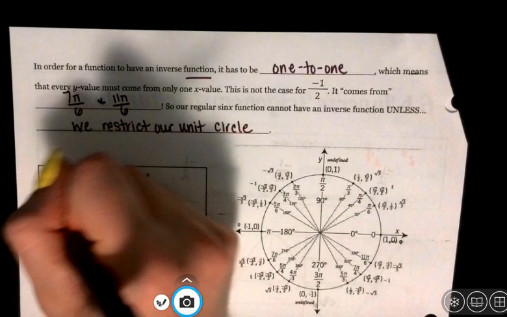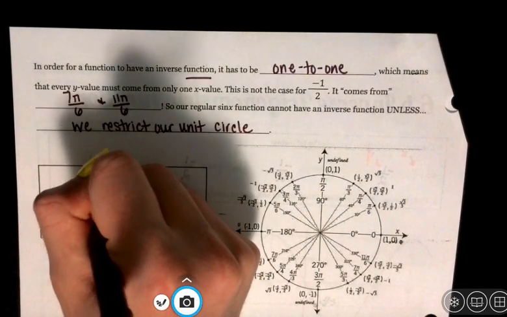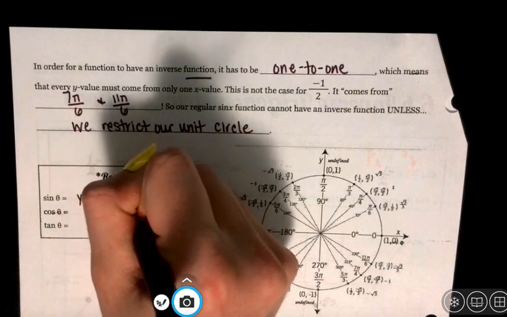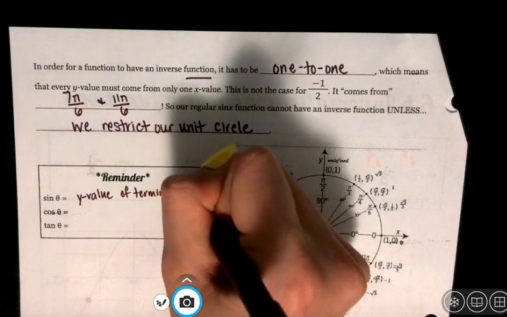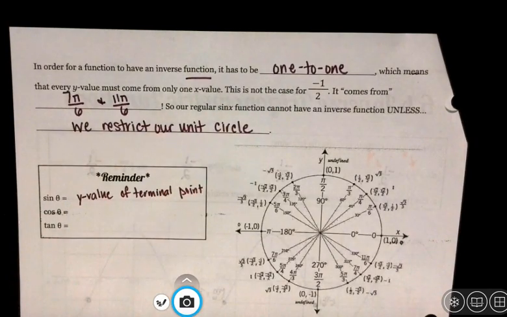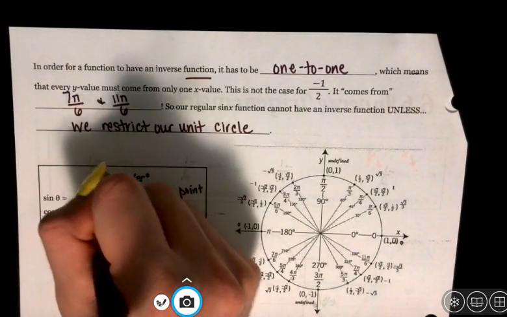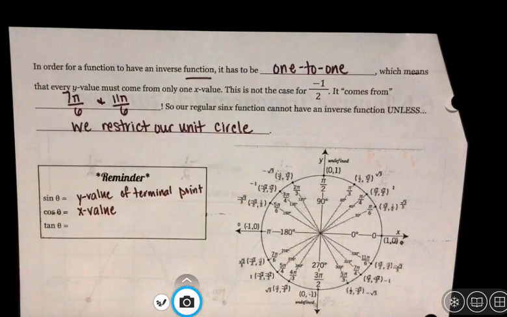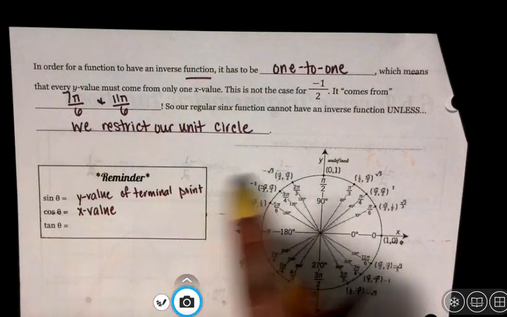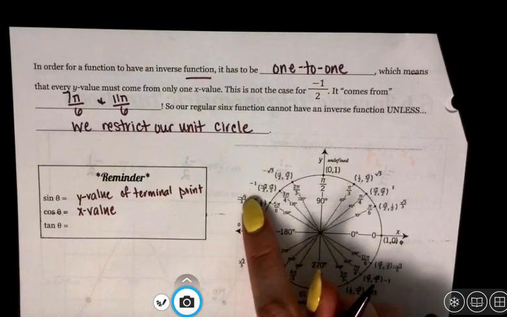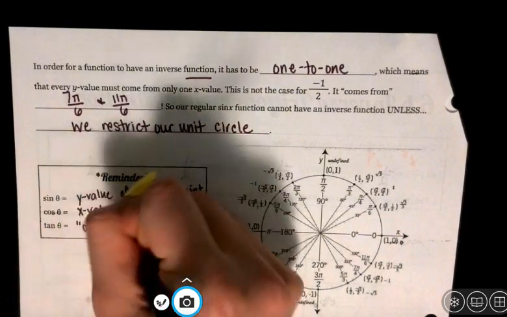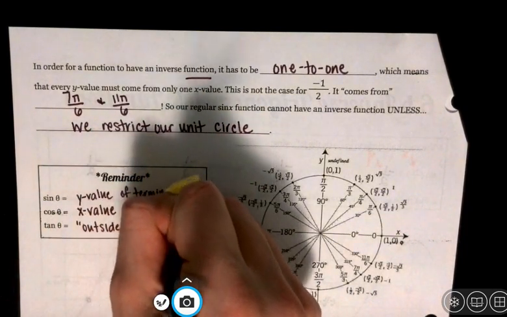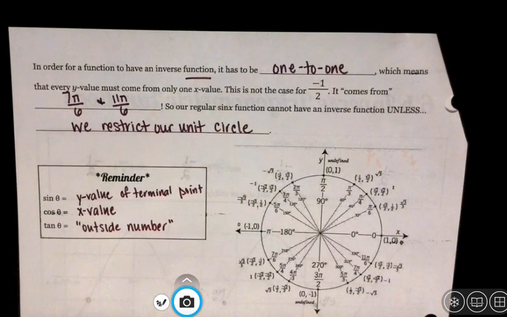So a couple reminders: if we're finding sine of an angle, that is the y value of the terminal point. This is back from first semester. Cosine of an angle is the x value of a terminal point. And then tangent of an angle, if you look at your unit circle, the tangent values are all of the values on the outer edge. So I'm just going to say, like, the outside number. And that's just there to kind of remind us as we go forward.